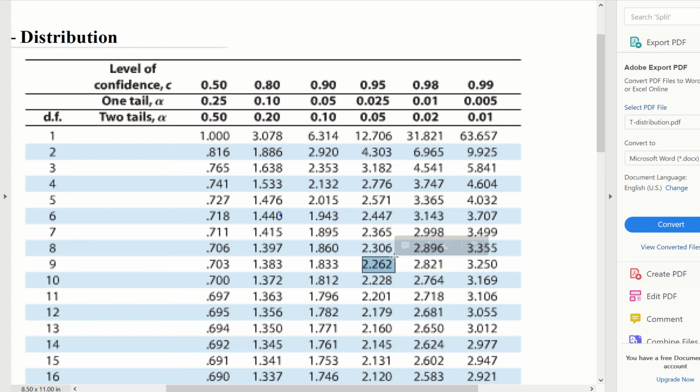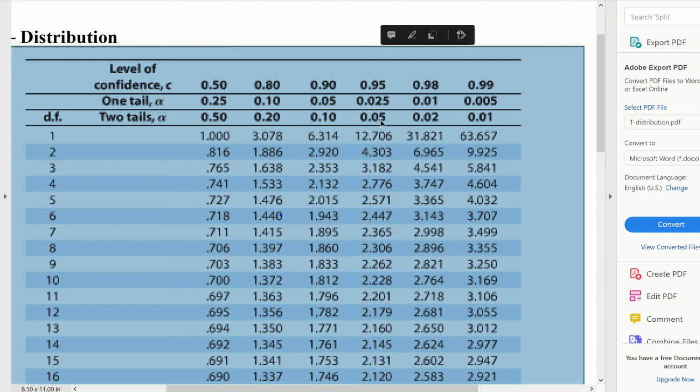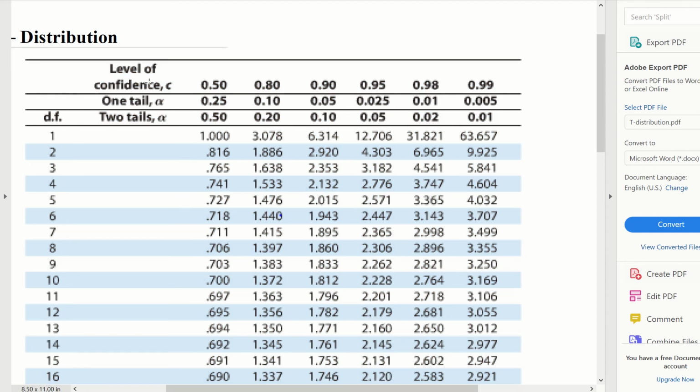2.262. Even easier than that, for those of you that want to use the table approach, you don't have to calculate the whole 1 minus C divided by 2 thing. They directly have the level of confidence as a top row of this column. So if they say, okay, I want you to be confident at the 95% level, you go to 0.95, then just simply trace it down to the 9 degrees of freedom, and that's how you can get the T critical score by using this chart.